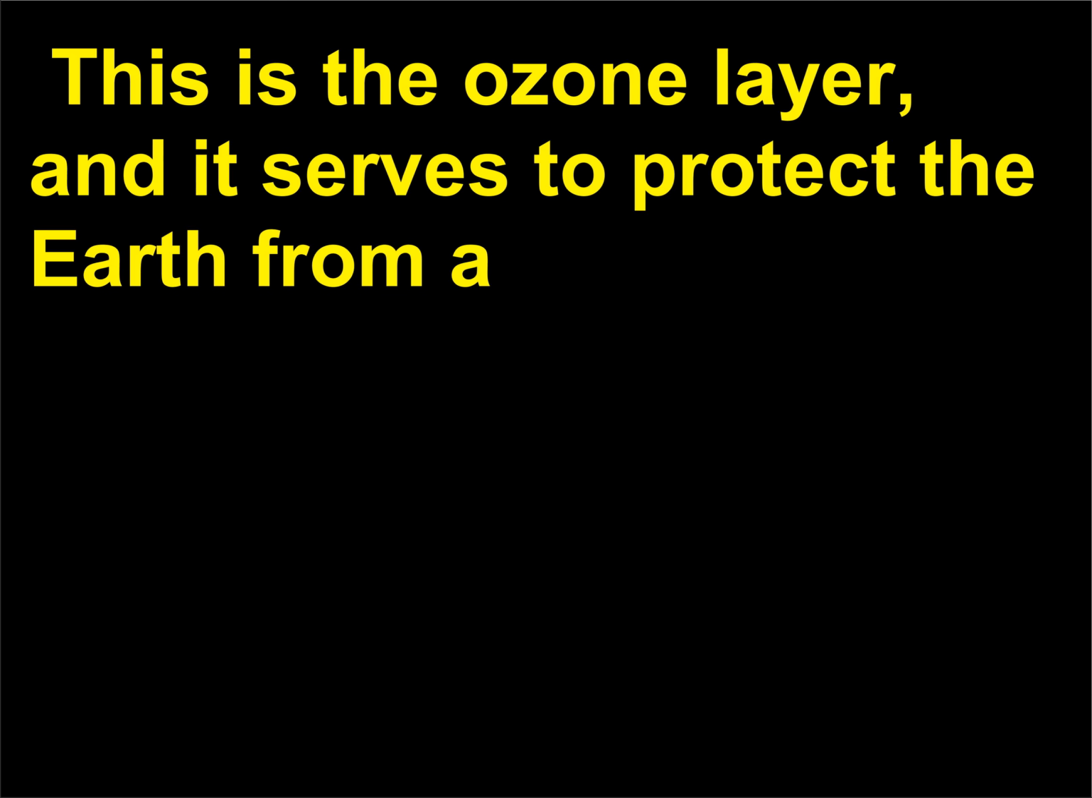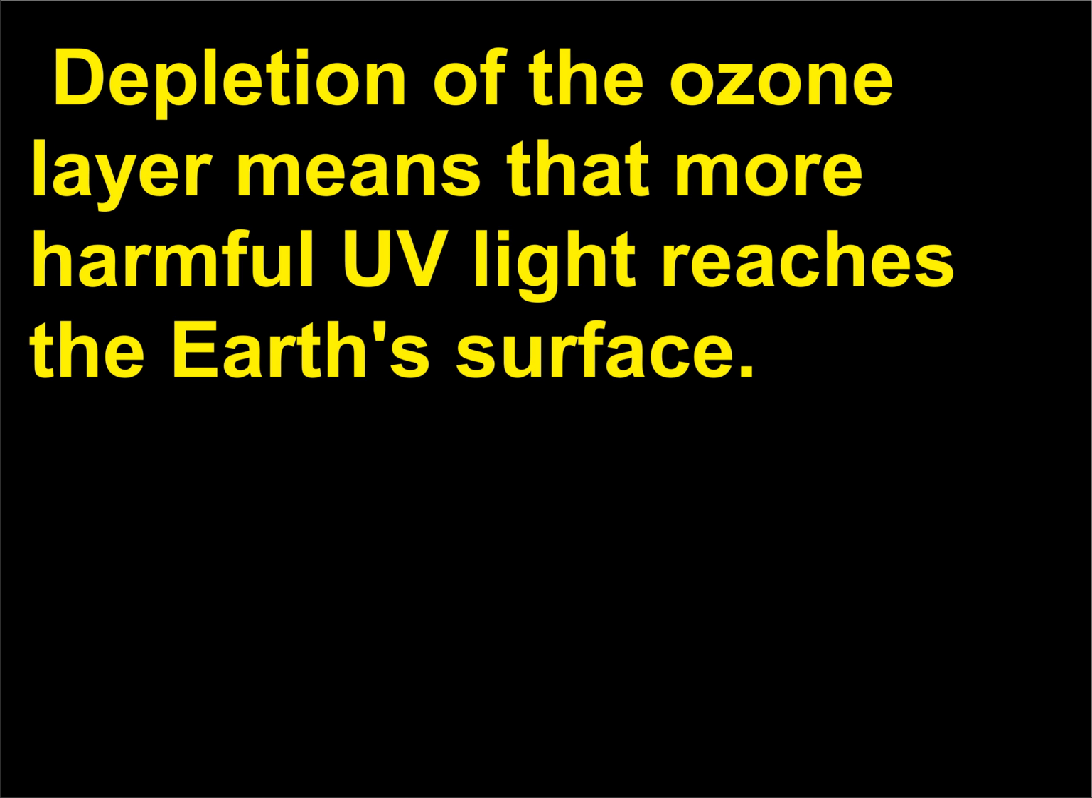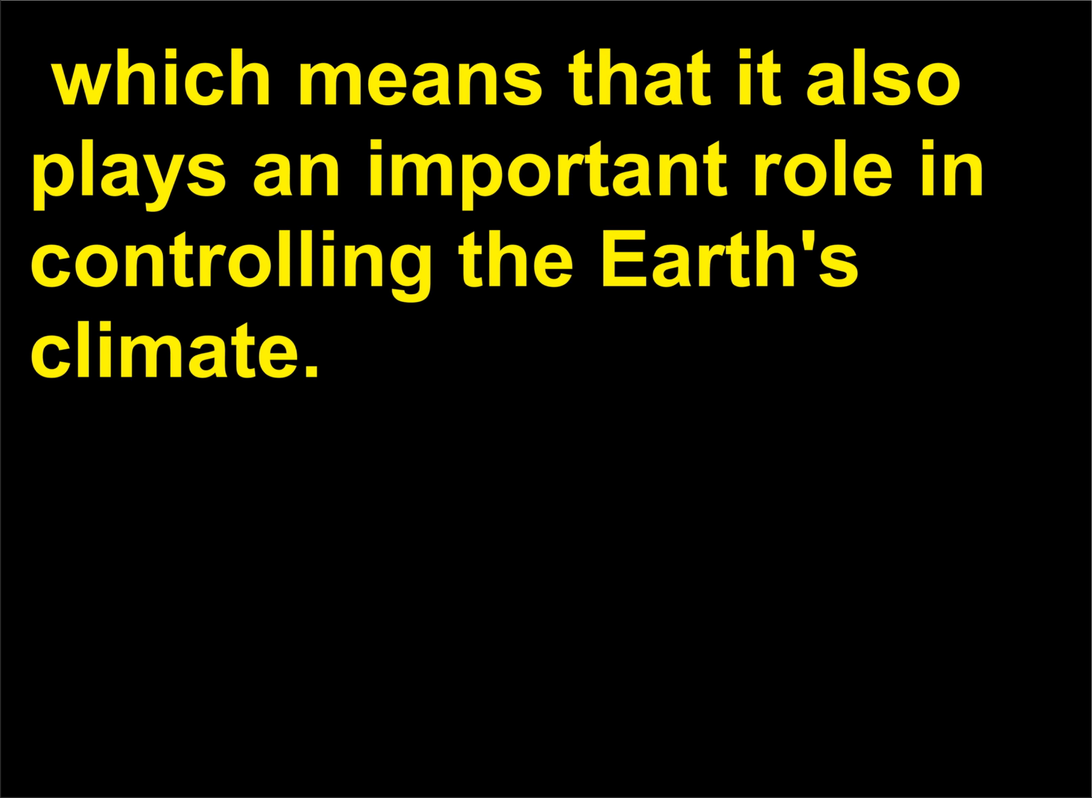This is the ozone layer, and it serves to protect the Earth from a significant fraction of the potentially harmful UV light from the sun. Depletion of the ozone layer means that more harmful UV light reaches the Earth's surface. Ozone is also a greenhouse gas, which means that it also plays an important role in controlling the Earth's climate.